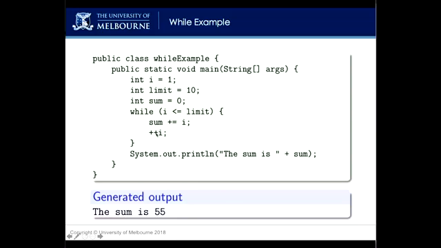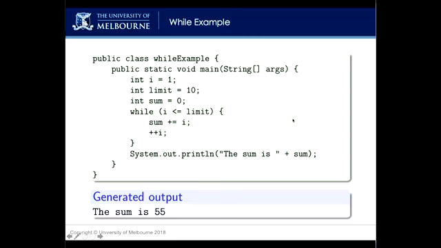Now, of course, if you didn't have the plus plus i or the i plus plus there, this would never exit and it would just go into a continuous loop. This particular output gives the sum of 55. And it's a pretty basic while loop. Any questions on that? Any questions? Everyone happy? Yep.